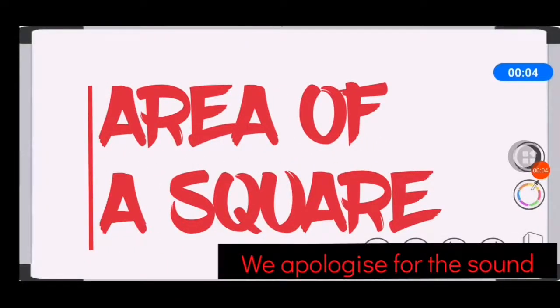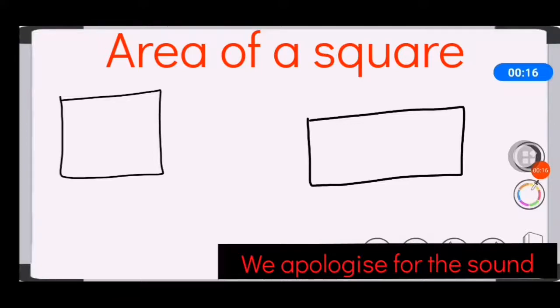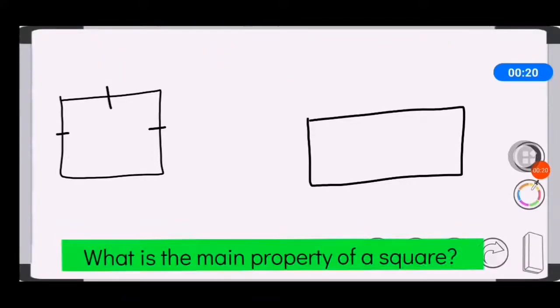In today's lesson, we're going to look at how to find the area of a square. We're going to apply the same concepts or principles that we learned in finding the area of a rectangle to find the area of a square. Before we proceed, I would like you to identify one main property of a square.